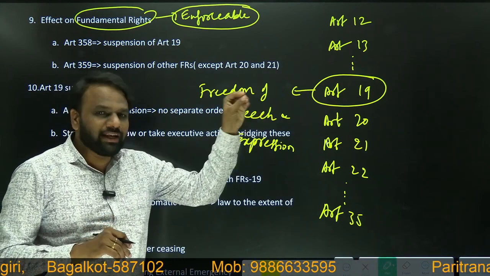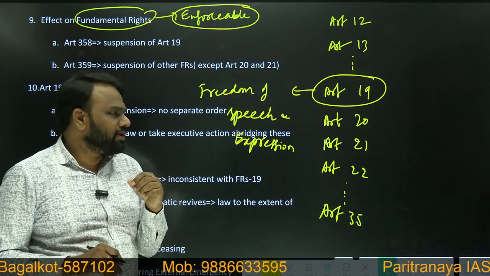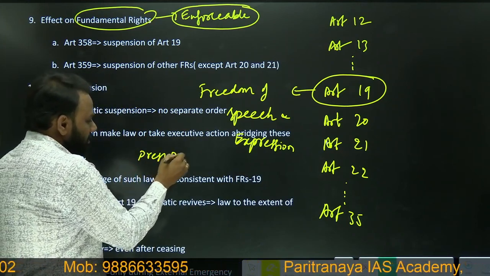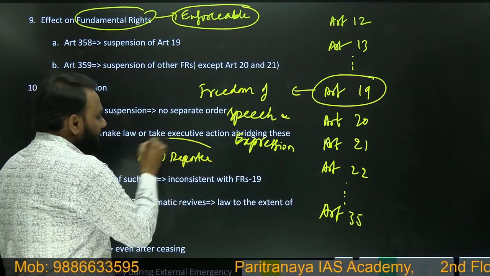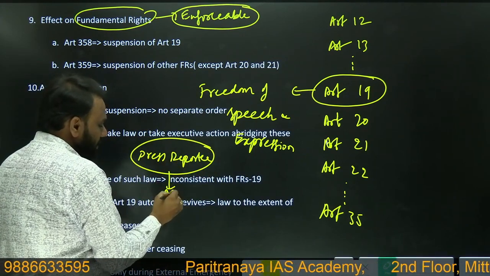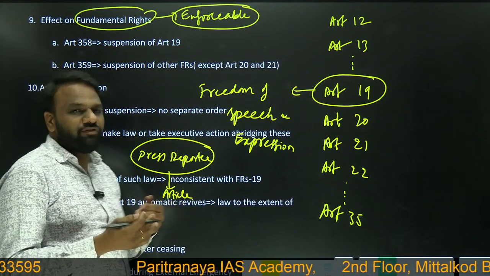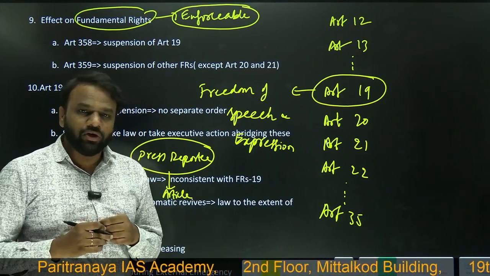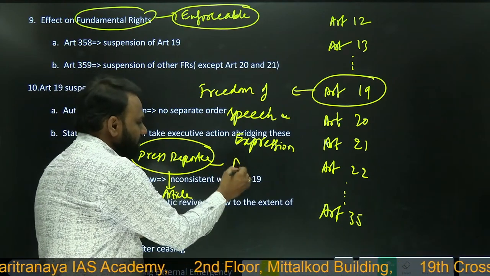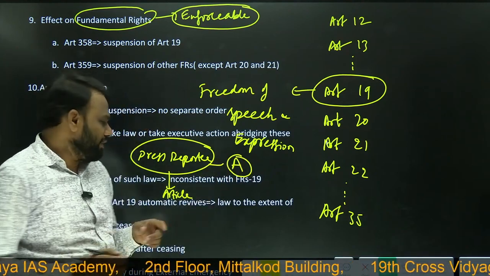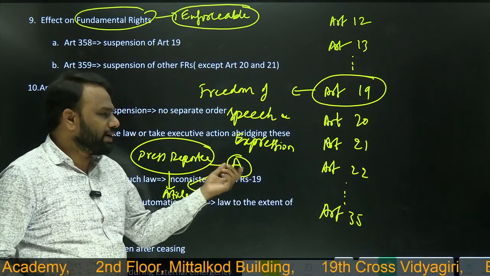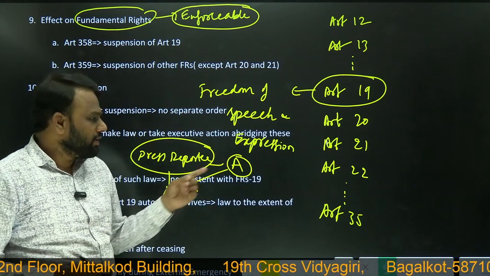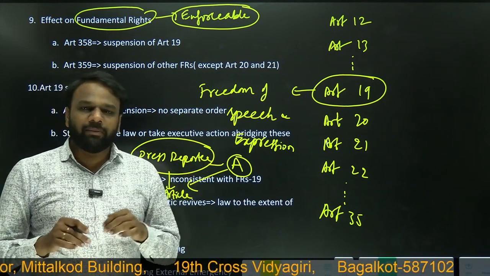Now, when can this article number 19 get violated? I'll take an example. So let us assume a press reporter. He will write an article in a newspaper which is critical of the government. Okay, which criticizes the government. So what will the government do? Government will arrest the person A. Let us assume the name of the reporter is A. So when A writes an article which is critical of the government, A will be arrested. Let us assume. So when A is arrested, what can A do? Now A's fundamental right has been violated. Why has his fundamental right been violated?